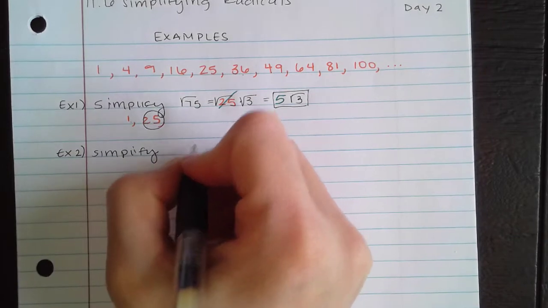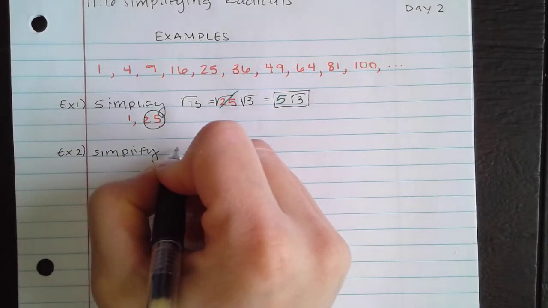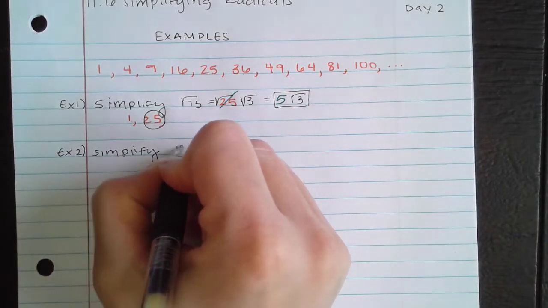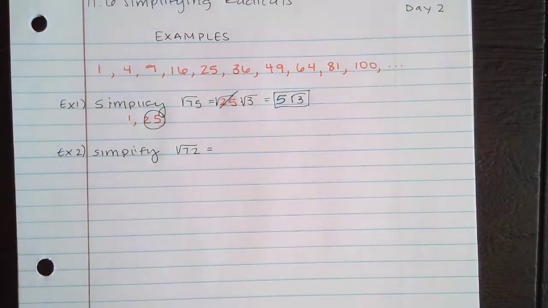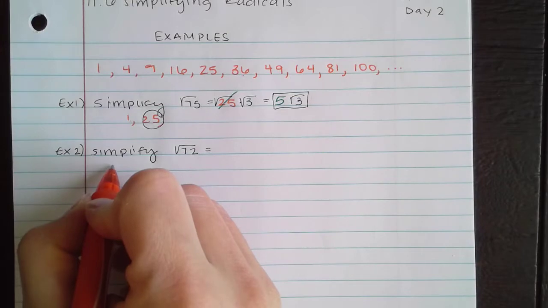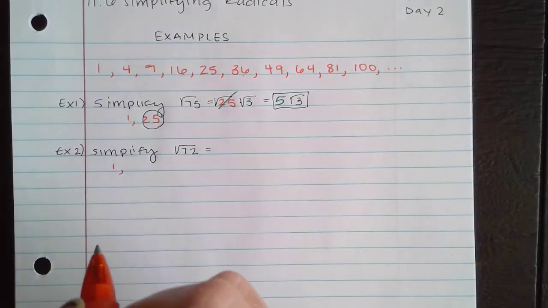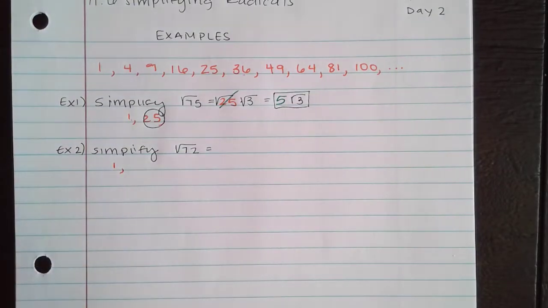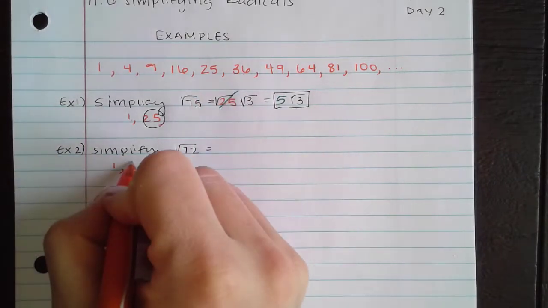Simplify. Let's do the square root of 72. Okay, so we want to look at numbers that go into 72. Is 72 divisible by 1? Yes. Is 72 divisible by 4? Yes, it actually is. It goes in 18 times.